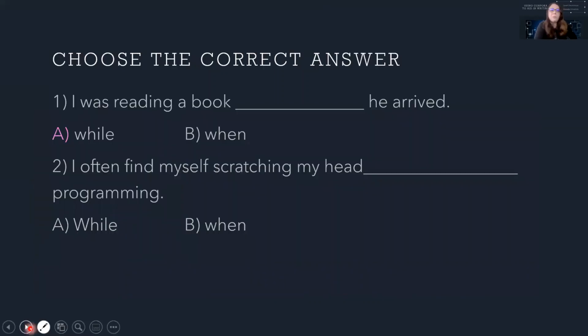Okay, let's try number 1. I was reading a book while he arrived or when he arrived. What do you think the answer is for number 1? Okay, for number 1, we are seeing B. Right, well, let's try 2. I often find myself scratching my head while programming or when programming. Which is more likely, A or B?